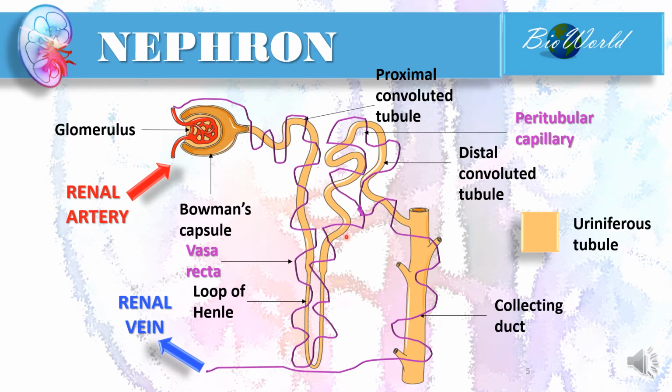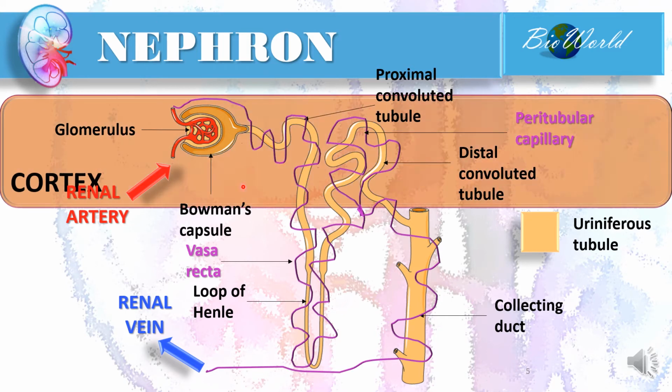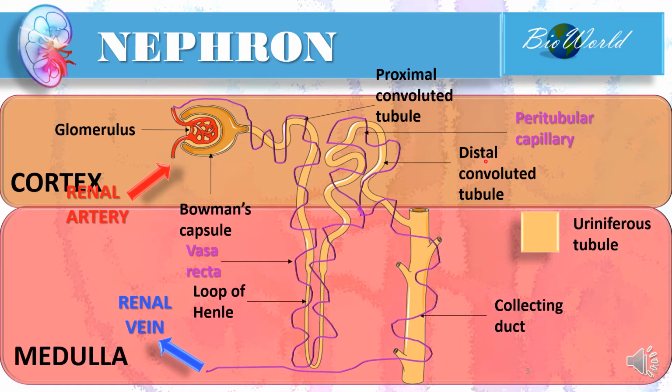The whole structure of nephron actually crosses between the cortex and the medulla. The glomerulus, the Bowman's capsule, the proximal convoluted tubule, and the distal convoluted tubule are positioned in the cortex layer of the kidney, whereas the loop of Henle will extend into the medulla layer of the kidney.